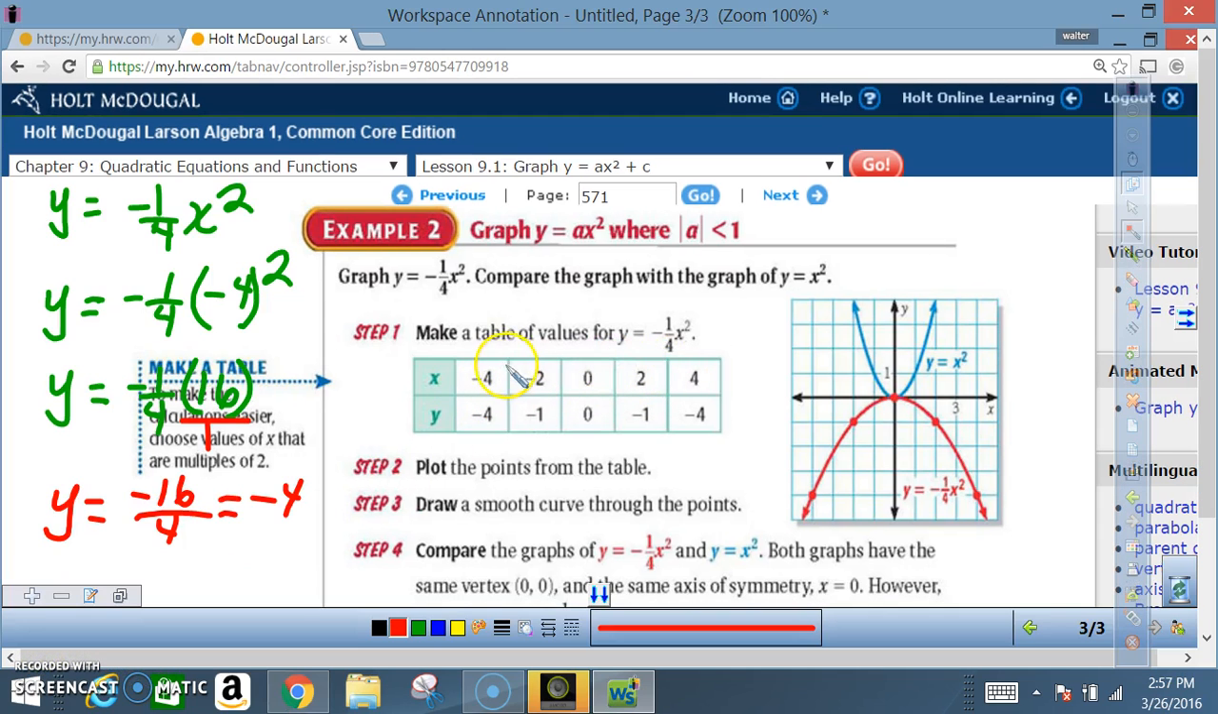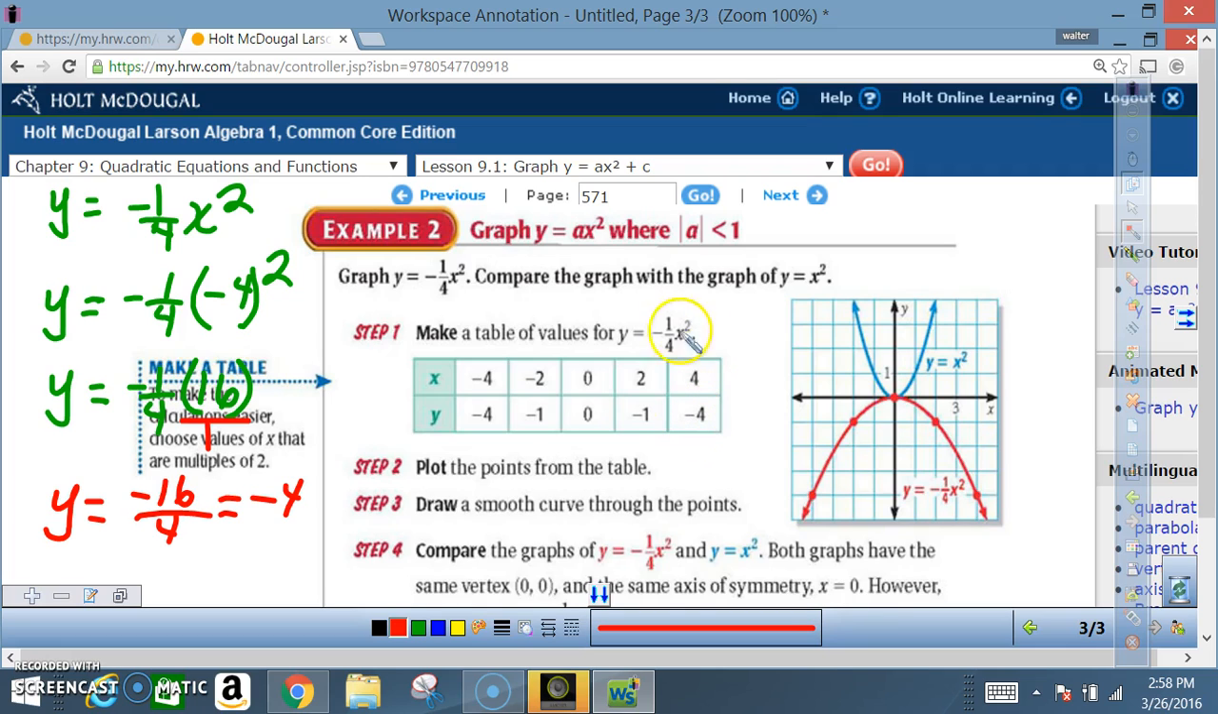Okay, now from there we go through and we determine our values. When x is negative 4, plug that in right there, we end up with a negative 4. When x is negative 2, we end up with a negative 1. When x is 0, of course, 0. When x is 2, we end up with a negative 1. When x is 4, we end up with a negative 4.